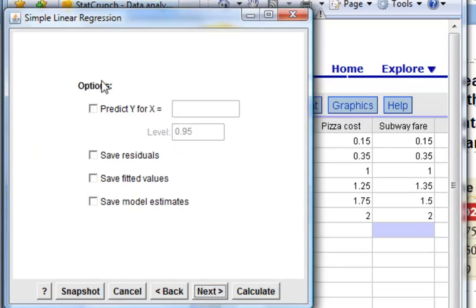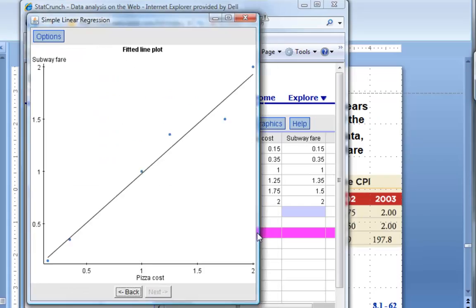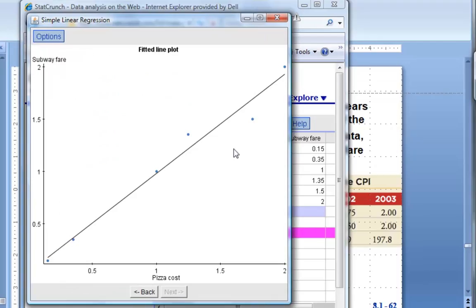And here, if we want to predict a y value, in other words, a subway fare for a specific x value, we could do that. We could check this box and put in our specific x value. Now this one I'm going to mark to plot the fitted line so that we can see the scatter plot. So first let's look at our scatter plot. Here's what it looks like.